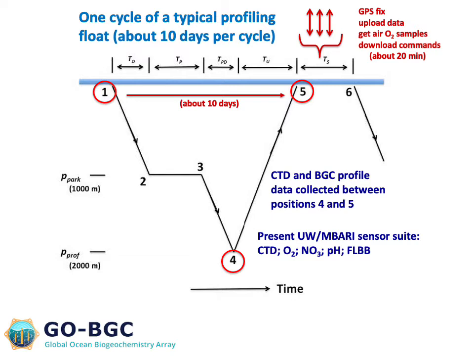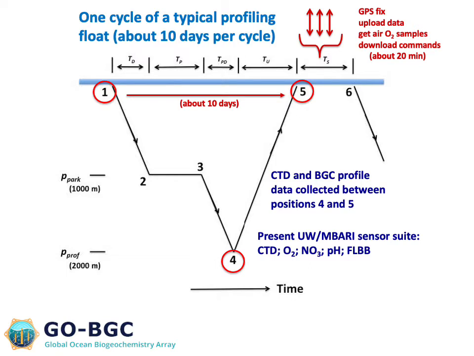In doing so, the mass of the float doesn't change, but its volume decreases, and so its density goes up, and the float will sink from position 1 to position 2, its park pressure, which is around 1,000 meters. Then it will stay at that pressure and drift pretty much passively for 9 days or so, until it gets to number 3. At number 3, the bladder will be pulled in yet a little more, oil pumped out, and the float will sink to position 4, which is 2,000 meters.